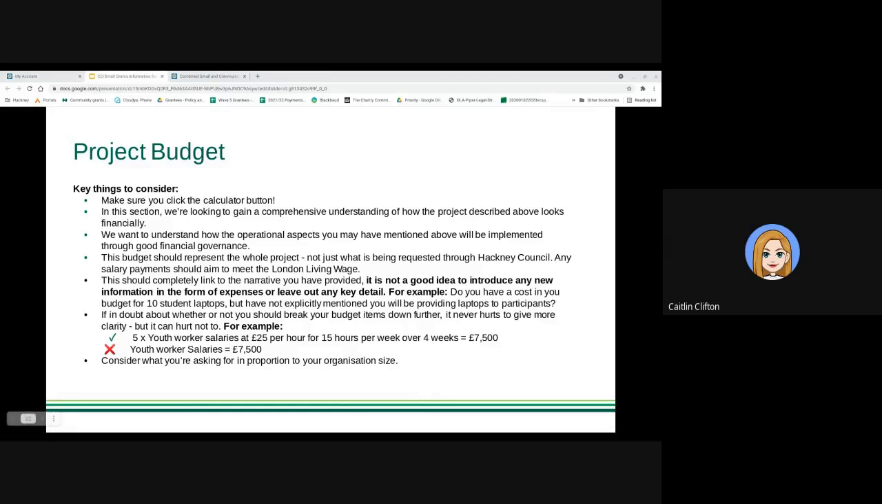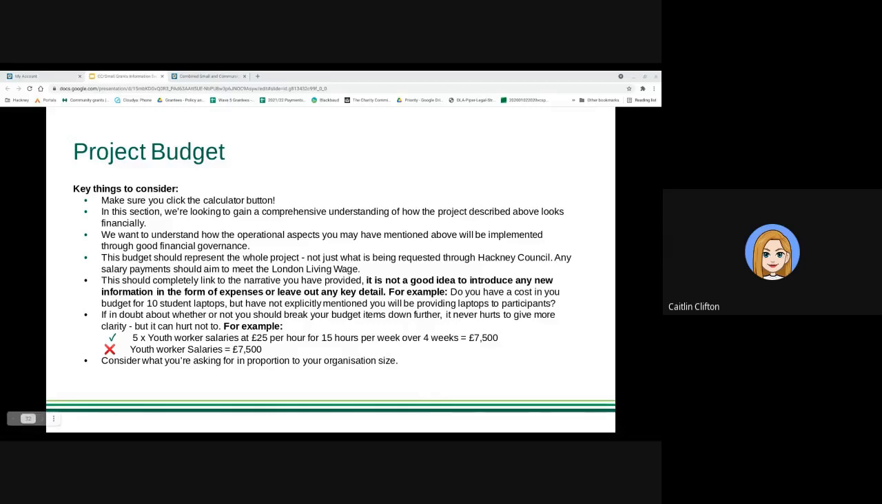But if you simply put 5 times youth worker salaries at 25 per hour for 15 hours per week over 4 weeks, 7,500, we have so much more information, which will probably really clarify when you were talking about your youth workers. It will really clarify when they're working, how long they're working, and how much they're working for.